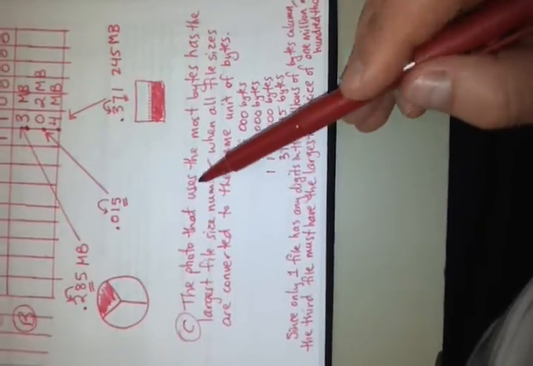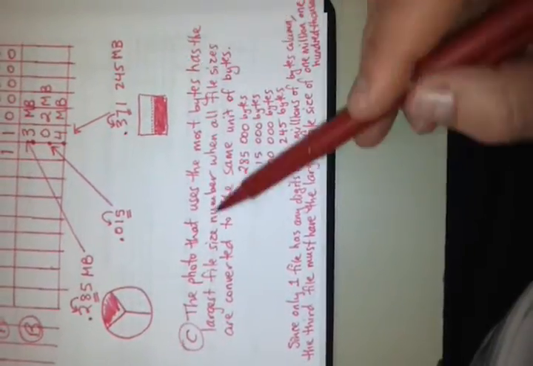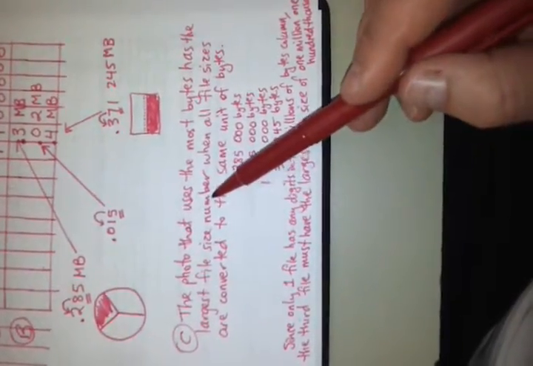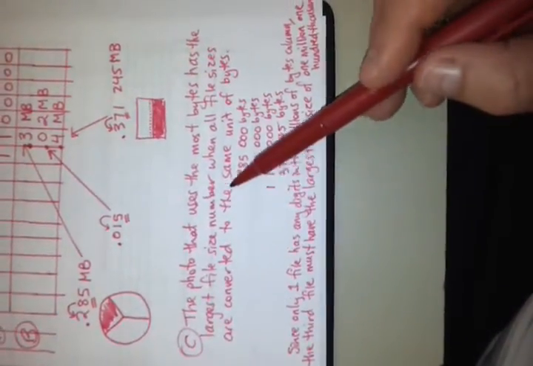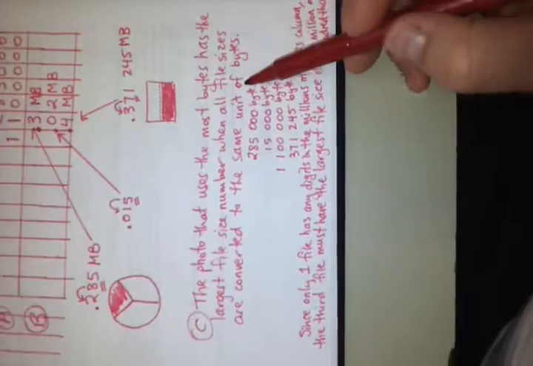So the photo that uses the most bytes has the largest file size number when all file sizes are converted to the same unit. Since the question is asking me which photo has the most bytes, I should be using the unit of bytes.